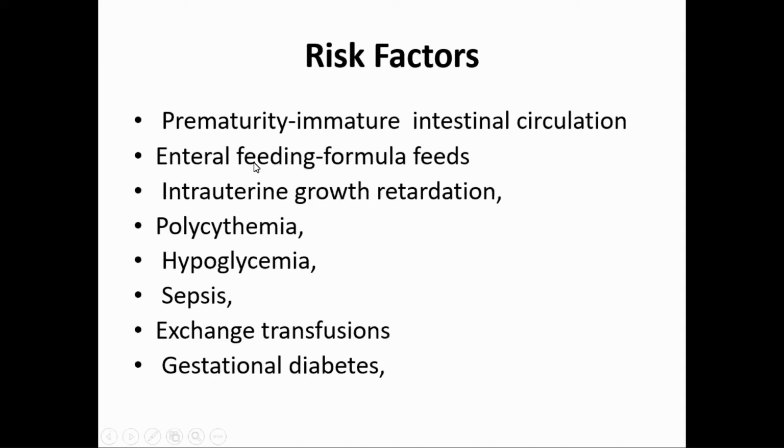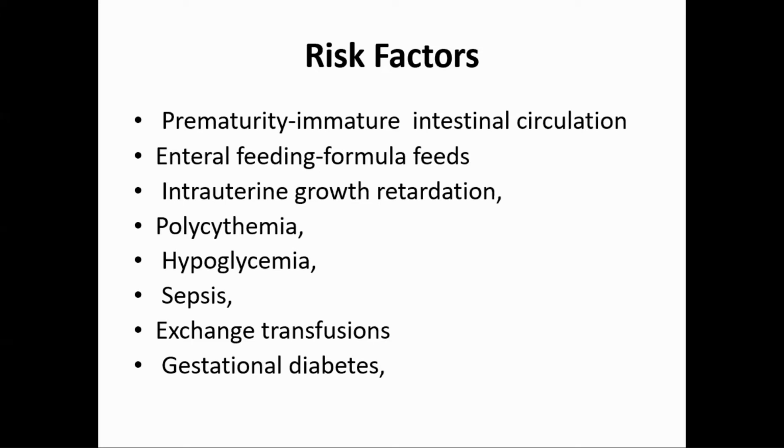Then artificial formula feeds lead to increased risk of this necrotizing enterocolitis. Intrauterine growth retardation is also a risk. Polycythemia means increase in the RBC number. Hypoglycemia, sepsis, exchange transfusion, and gestational diabetes. These are the risk factors of necrotizing enterocolitis. So the most important you should remember are prematurity, newborn in bed, premature, enteral feeding. At least these two you should remember.